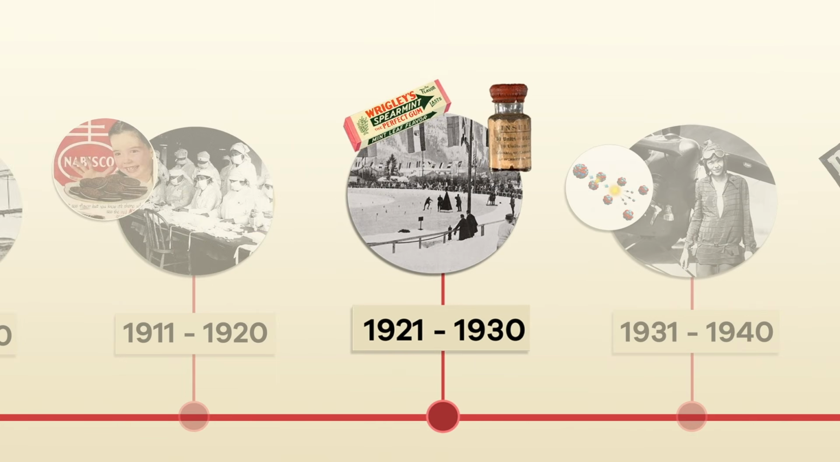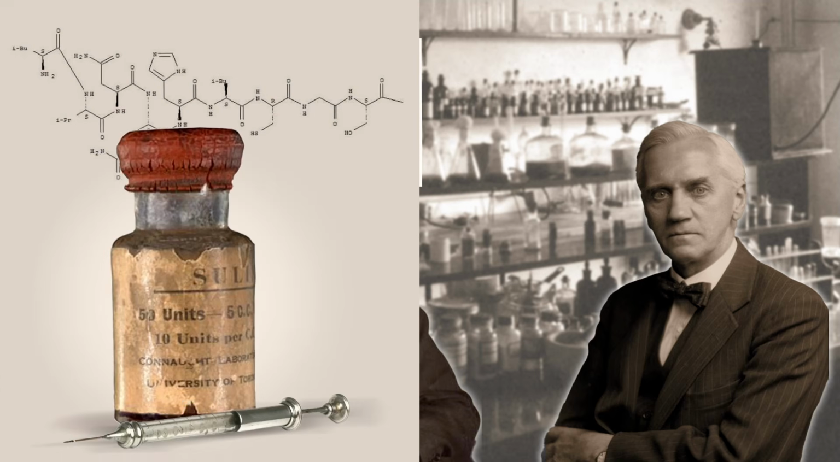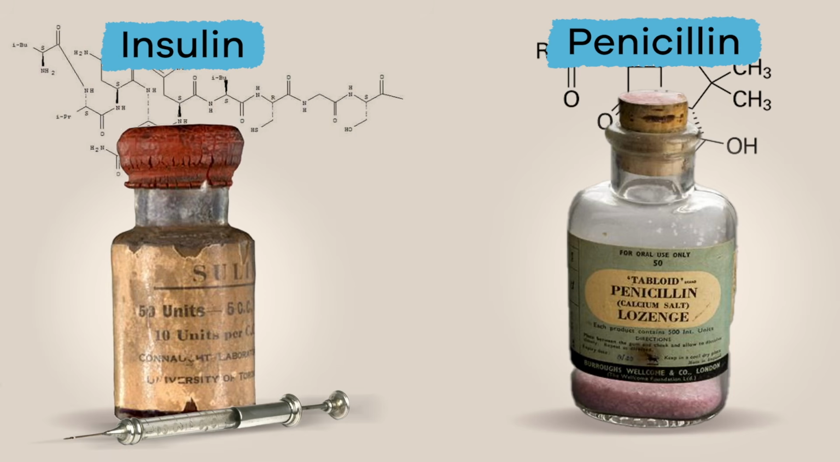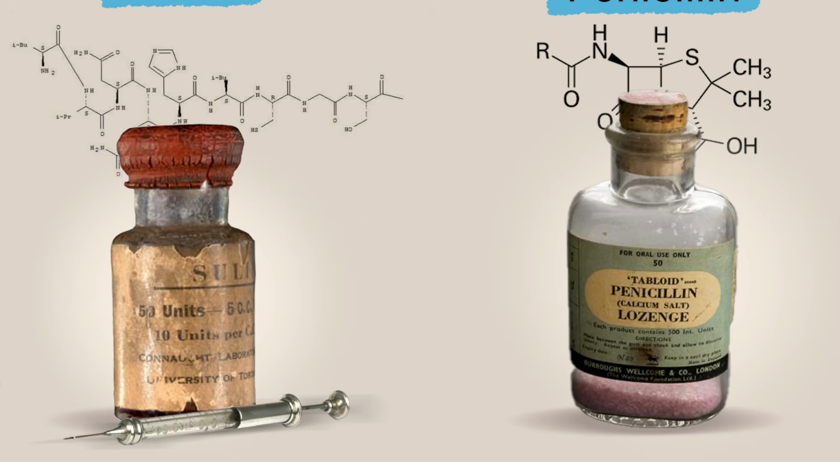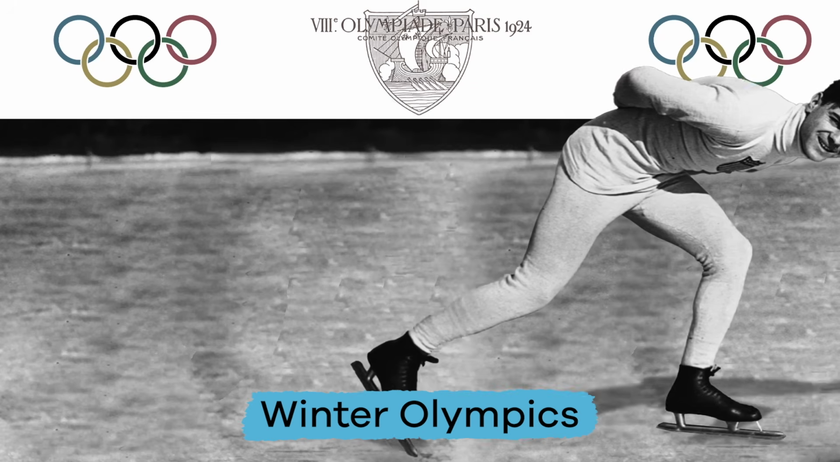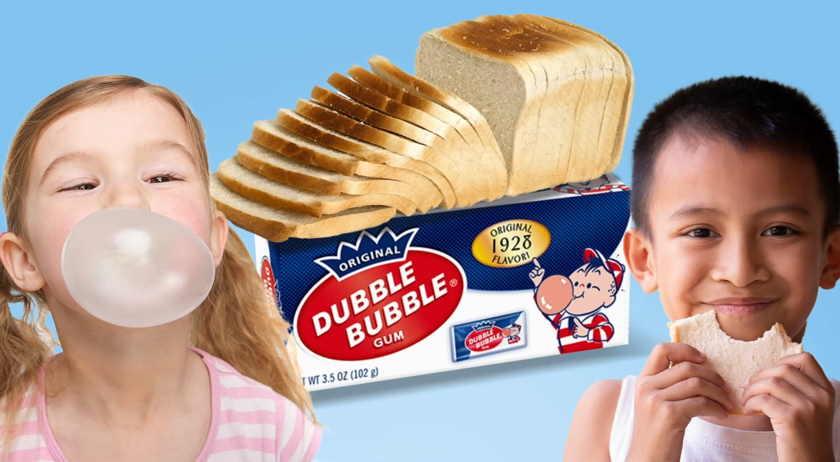1921 to 1930. Is it surprising that the decade that came after a global pandemic was a groundbreaking time for medicine? In 1922, insulin was discovered to help those living with diabetes, and penicillin was discovered in 1928. Both of these discoveries saved millions of lives throughout the world. In the sports world, the first Winter Olympics happened in 1924. Do you chew bubblegum or eat bread? You can thank the year 1928 for the invention of bubblegum and sliced bread.